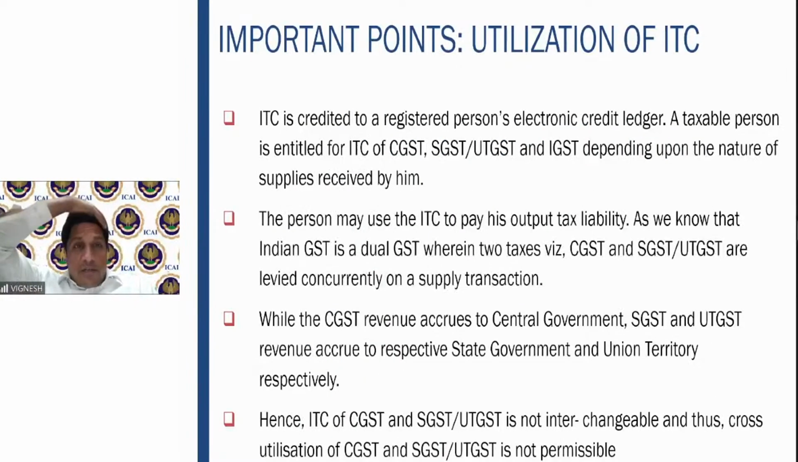Fine. So therefore, again, as I told you, let me summarize the entire provisions for the utilization and set-off of the input tax credit. The ITC is credited to the registered person's electronic credit ledger. So whatever is the credit of ITC of CGST, SGST, and IGST, depending on the nature of supplies, it is being created, and the person may use the ITC to pay the output tax liability. As I told you, Indian GST is a dual GST, and both the taxes CGST and SGST are levied concurrently on a supply transaction. CGST revenue goes to the central government, SGST goes to the state government. I'm sure by now you know all of this.